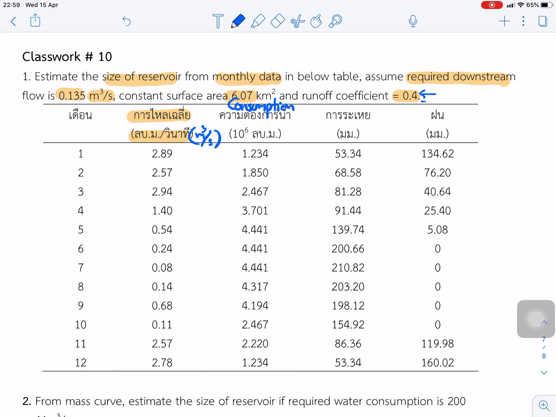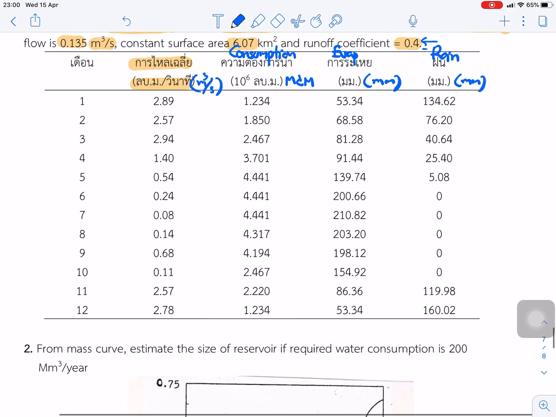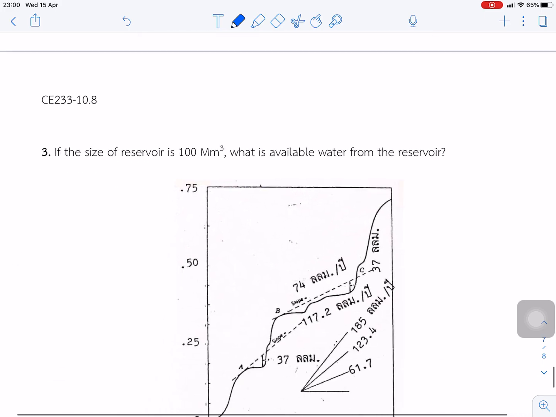It's already in the million cubic meter, but for evaporation, so we have to convert to millimeter to the volume. This is rain. So we have to convert to cubic meter as well. So we can draw a new table for calculation in the bottom of this page.